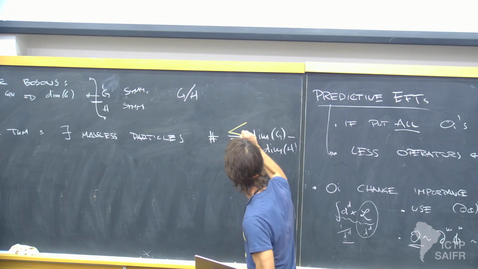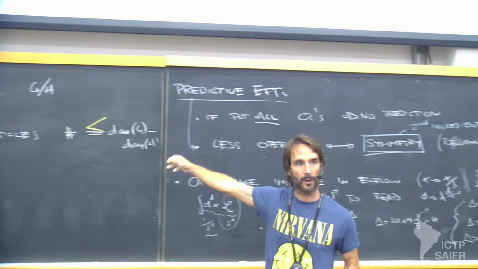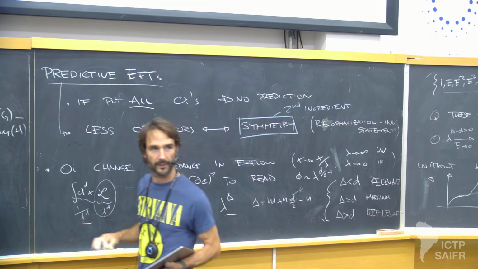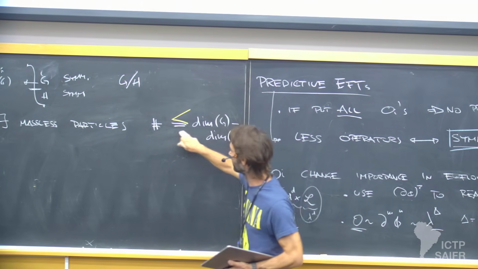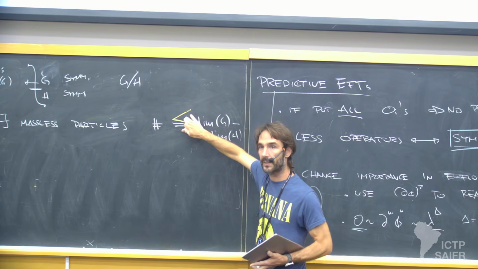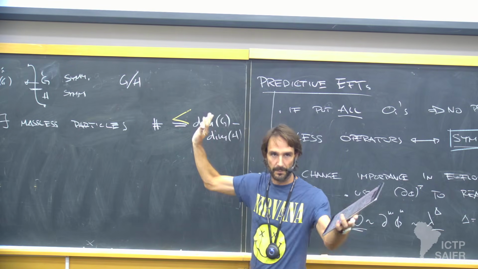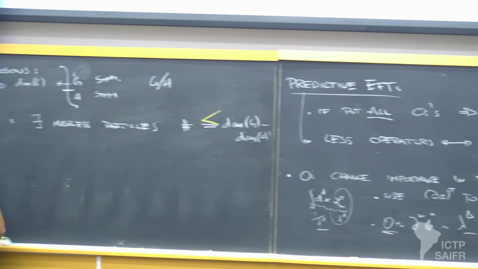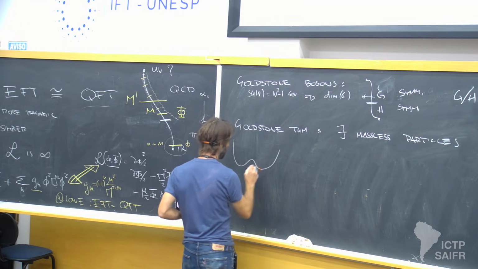Caveat, I'll put a smaller or equal. You probably have not seen this before. We will see in a couple of days why. But in general, for many cases, it's equal, but sometimes it's smaller. Okay, let's be ambiguous here. But the classical case, it's this one.